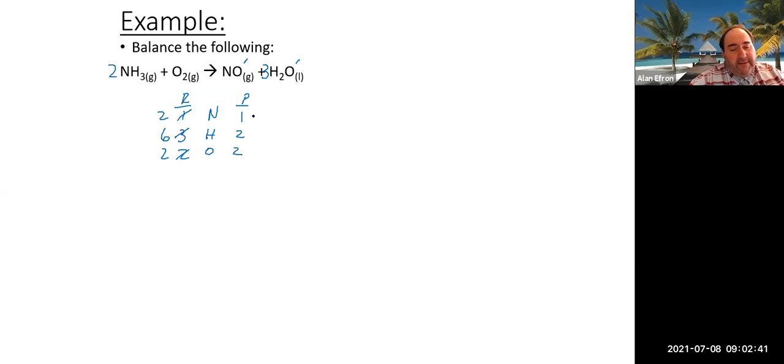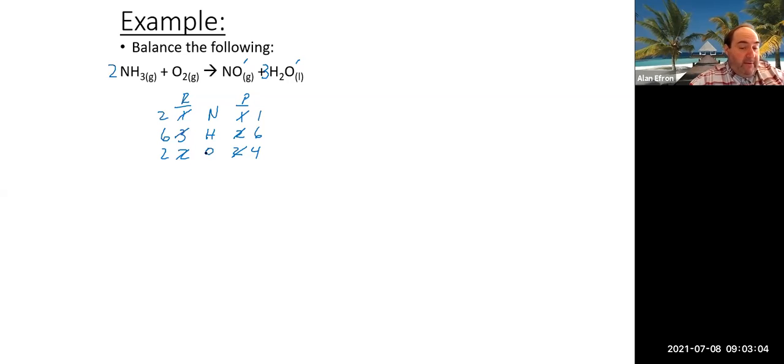Over here is 1 nitrogen still. And then hydrogen, 3 times 2 is 6. And oxygen now on the right-hand side, 1 in the first one and 3 in the second one. That gives me 4. So it looked good to begin with, but I've now messed up a lot. I fixed hydrogen, but messed up everybody else.